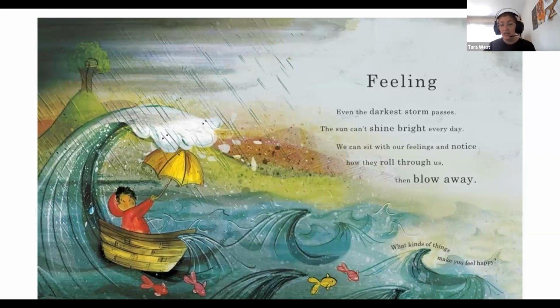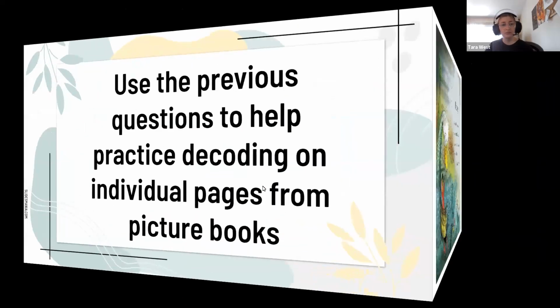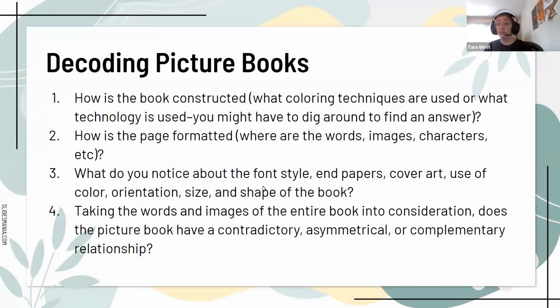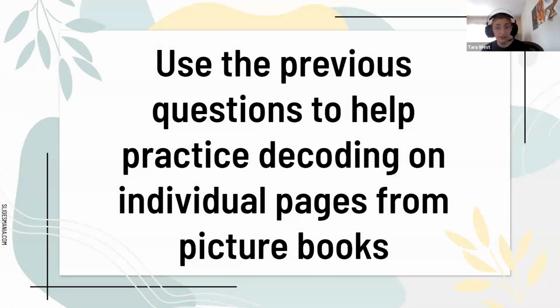And you are going to have to slow yourself down to take a look at the entire page. We also have, and this is a little bit unique for this book, a little bit of words towards the very bottom right, but they're much smaller. We're going to get into that in just a second. Our third question is what do you notice about font size? We don't have end papers, we don't have cover art, but we're looking at color, size, font, things like that.